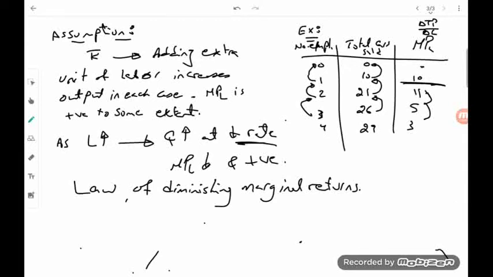So the law of diminishing marginal returns means as employment expands, each additional worker has a progressively smaller share of capital stock to work with. Once again, as the firm hires more workers, the share of each worker in the capital stock decreases, and as a result output increases but at a decreasing rate.